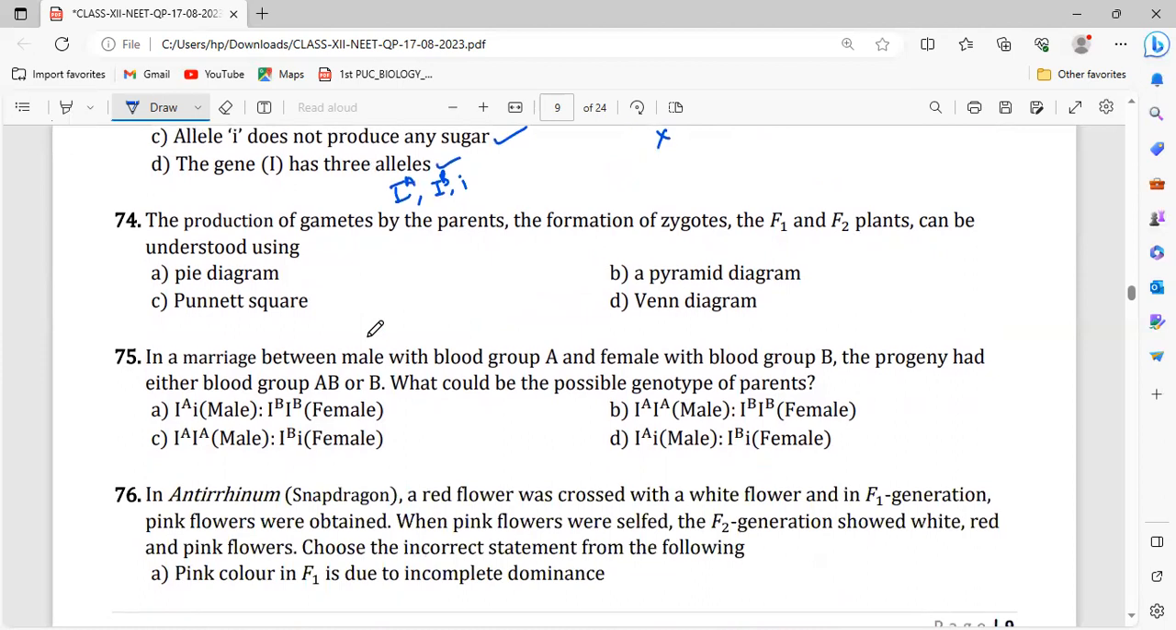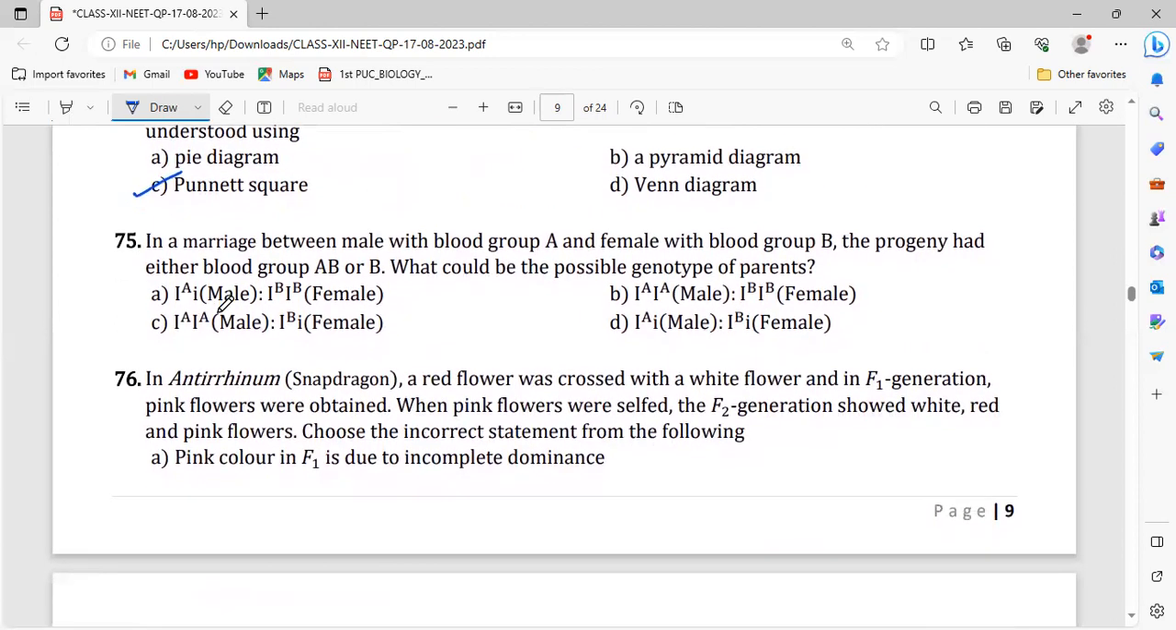74. Production of gametes by parents, formation of zygotes, F1, F2 can be understood using a Punnett square. Again, it is a repeated question. 75. In a marriage between a male with blood group A and a female with blood group B, the progeny had either blood group AB or B. What could be the possible genotype of the parents?